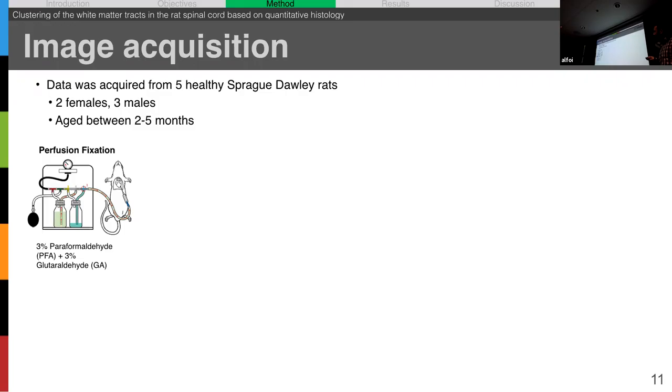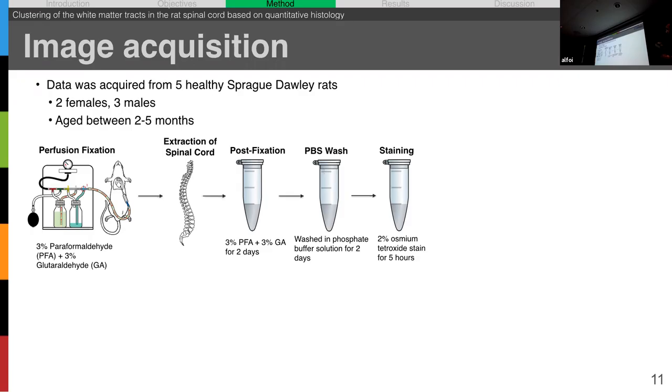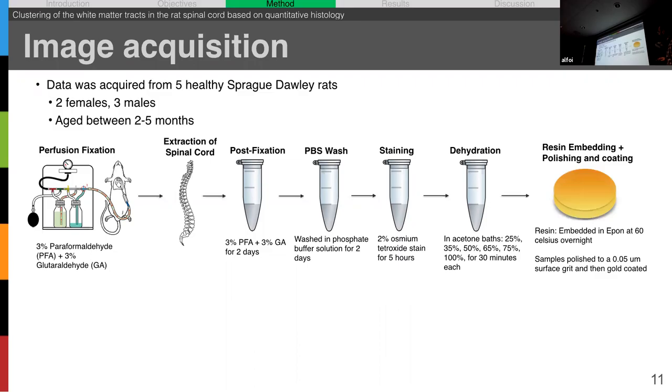we had five rats, two females and three males, aged between 2 to 5 months. We perfusion fixed them first with a 3% paraformaldehyde, 3% glutaraldehyde solution to extract the spinal cord, which we then post-fixed in the same solution for 2 days, washed in phosphate buffer solution for 2 days, and stained with osmium tetroxide for a minimum of 5 hours. This is the important step because this is what allows us to visualize the myelin with scanning electron microscopy.